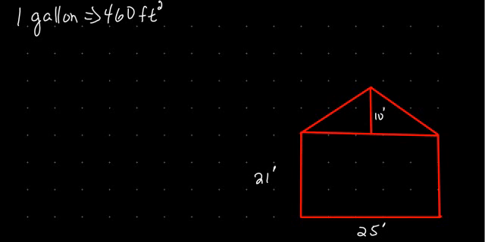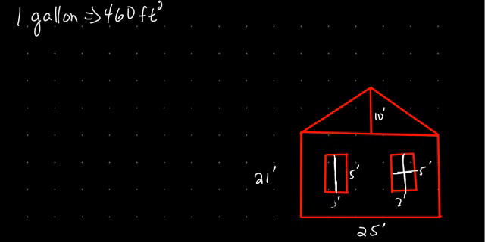Then we also have 2 windows. This thing is not drawn to scale. So here's my windows, and they're both the same height, the same width. And we get them to be, let's say, 3 feet by 5 feet. And those are windows, so we won't need to paint the windows. People think you're funny if you paint your windows.